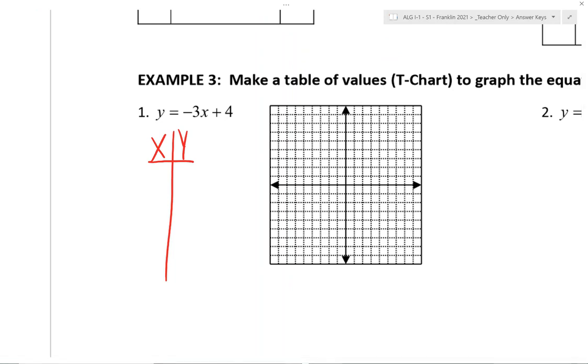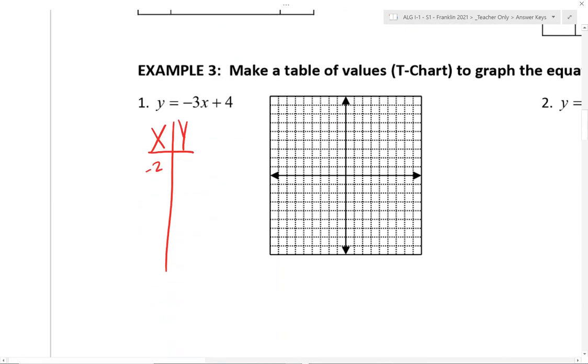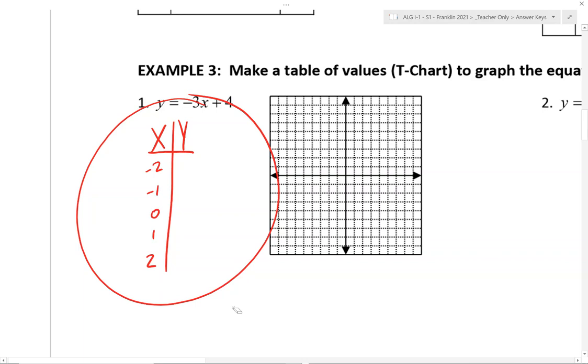So again, I like to do 5. These up here had 3. I like to do 5 numbers. So I'm going to do -2, -1, 0, 1, and 2. And these are the 5 numbers I would expect to see on an assignment from this class.